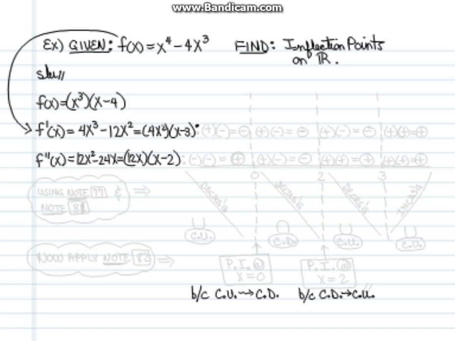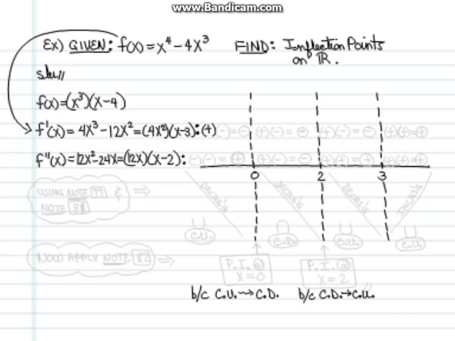Now draw a number line and partition the number line with the zeros of f prime and f double prime. Okay, so we're going to put a point at 0 and a point at 2 and a point at 3. The 0 is a zero of f prime and f double prime. The 2 is a zero of f double prime, and 3 is a zero of f prime. Okay, we've got them all there, the zeros of f prime and f double prime.